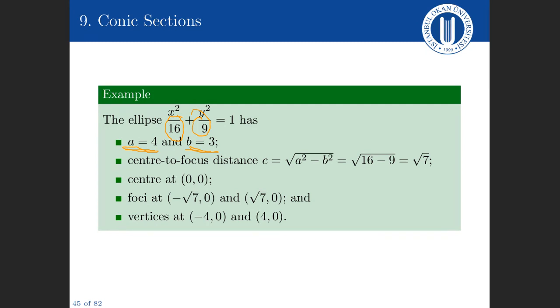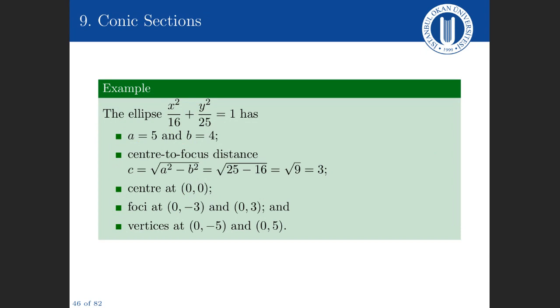We can calculate the center to focus distance, square root of a squared minus b squared. That gives us the square root of 7. The center of the ellipse is at 0, 0. The foci are minus c, 0 and c, 0, so that's plus and minus square root of 7, 0. And the vertices must be minus 4, 0 and 4, 0.